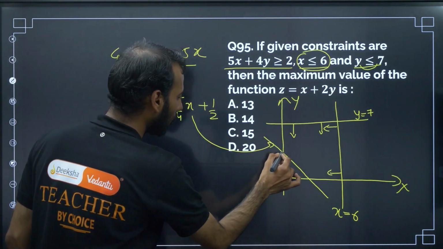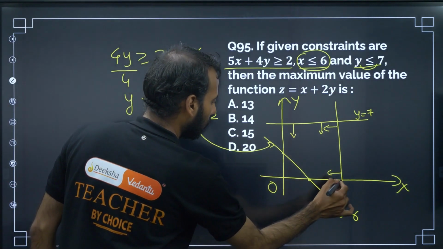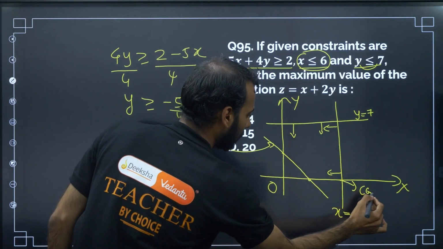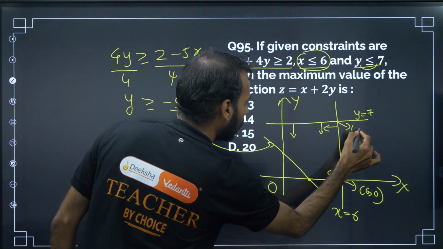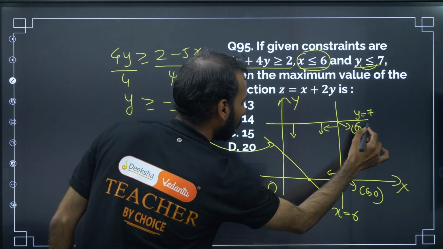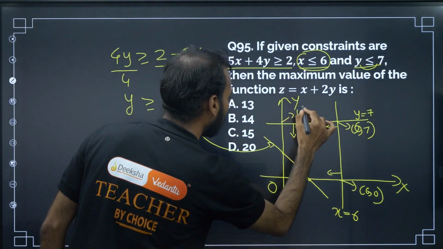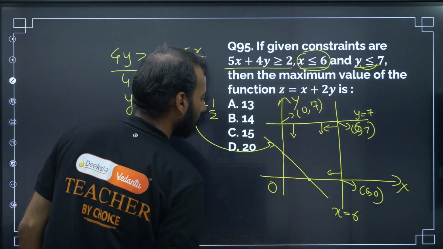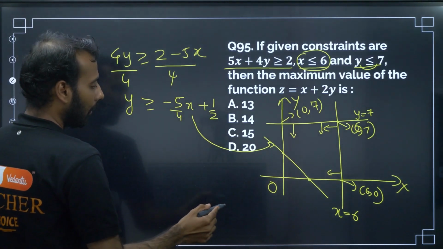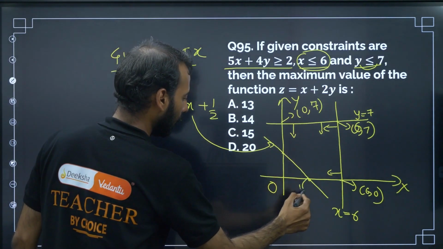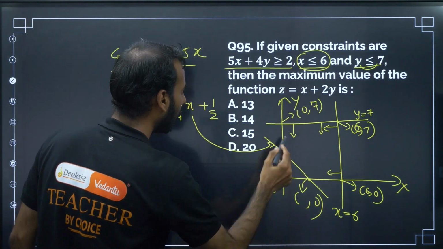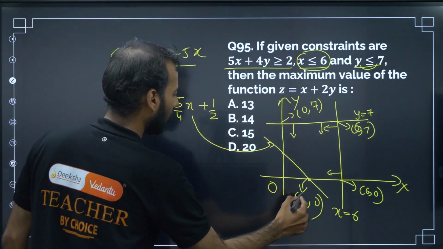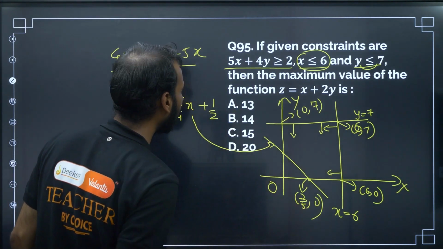So for that we have to find these corner points. This point is 6 comma 0, and this point is 0 comma 7. Sorry, 6 comma 7, and this is 0 comma 7. Further, if I talk about this point, if y value is 0, x is equal to 2 by 5.